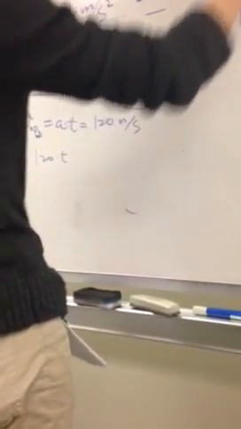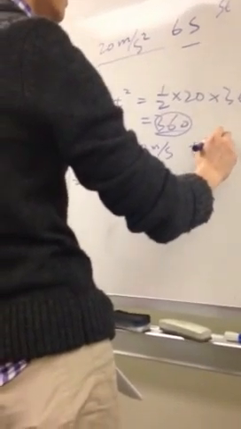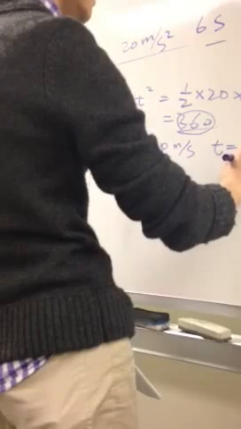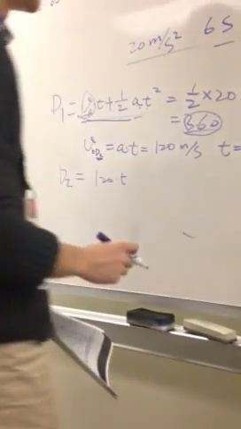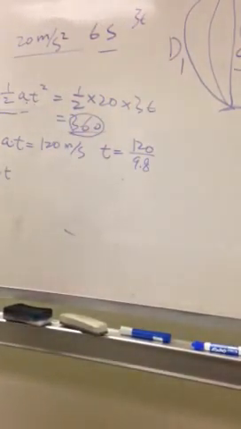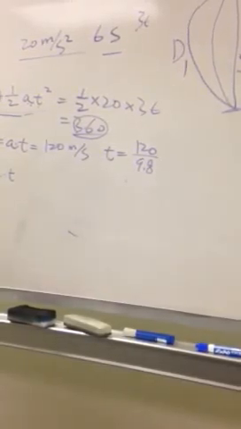And here we know it's 6 seconds. But here the time will be the initial velocity divided by A2.